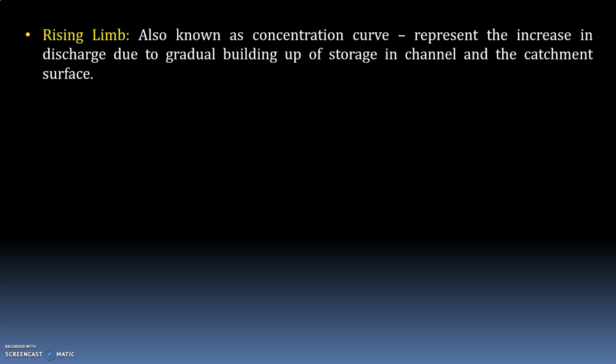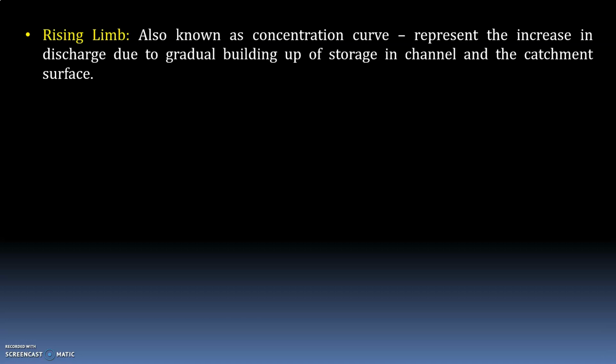The rising limb is also known as the concentration curve. In the early period of a storm, there will be initial losses as well as high infiltration losses, and hence the discharge rises slowly. As the time increases, the initial losses stop and the infiltration rate also decreases. Due to this, more and more discharge from the distant parts reaches the basin outlet. Point A is the starting point while B is the point of inflection.